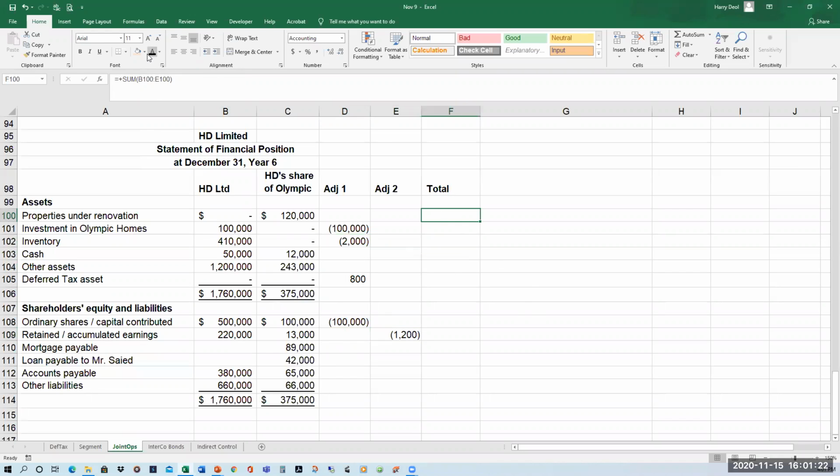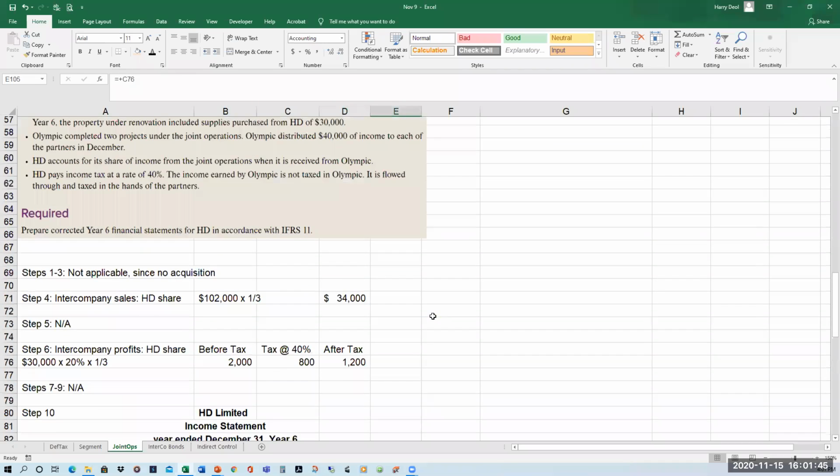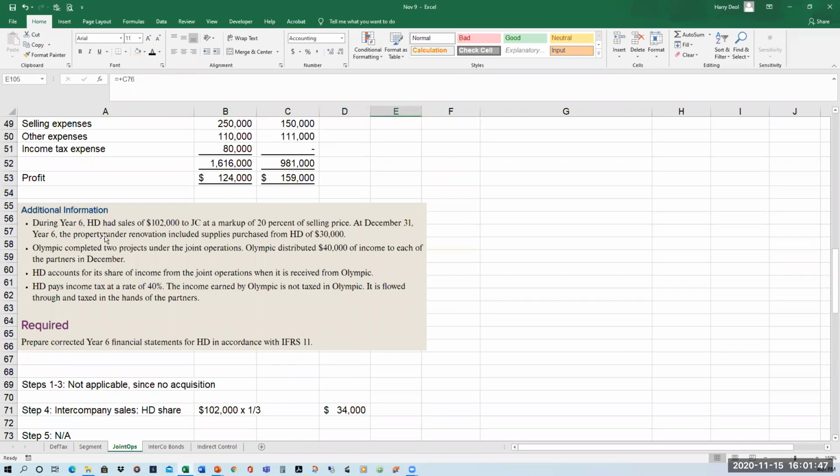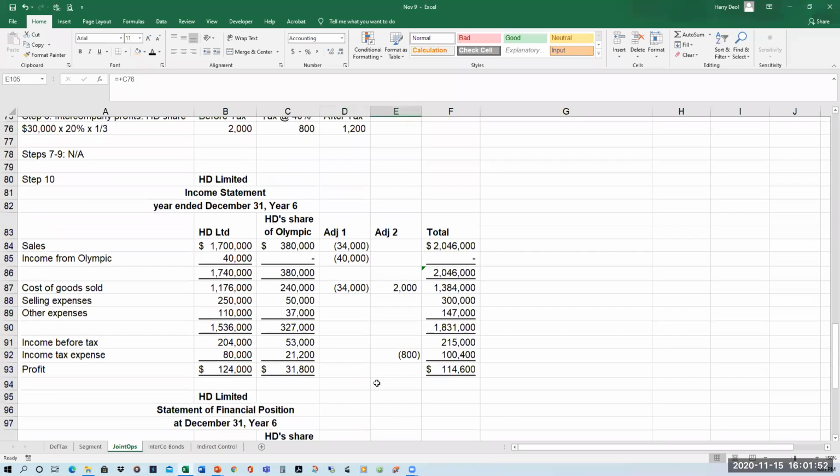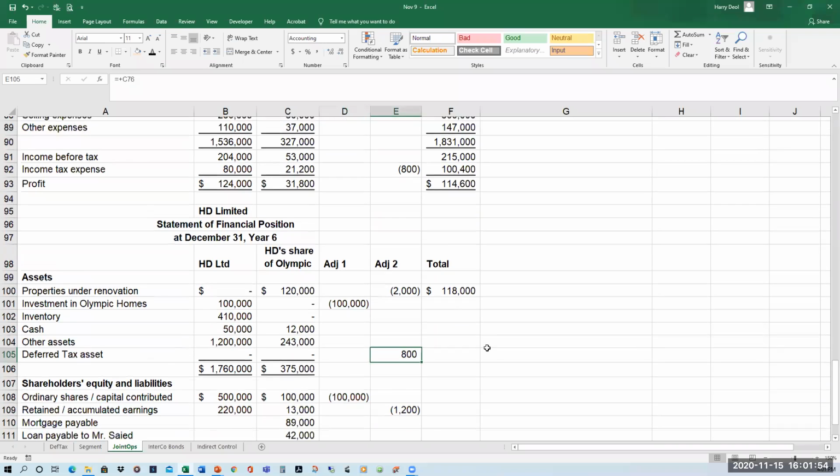So if we were to now go ahead and calculate the total amounts, we get properties under renovation. Oh, sorry, so this 2,000 should come out of properties under renovation. My bad, properties under renovation. And the deferred tax asset would be $800 from there, because the 2,000, so this recall is included, the property under renovation included supplies purchase. So that is why we make the adjustment to the properties under renovation.